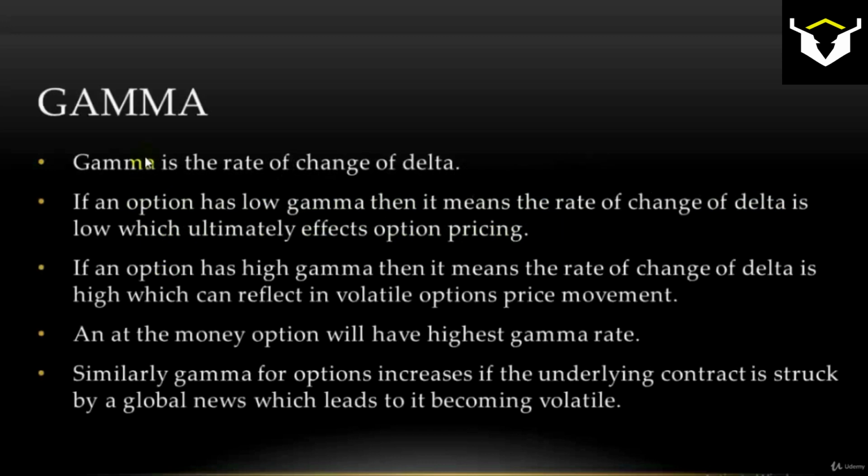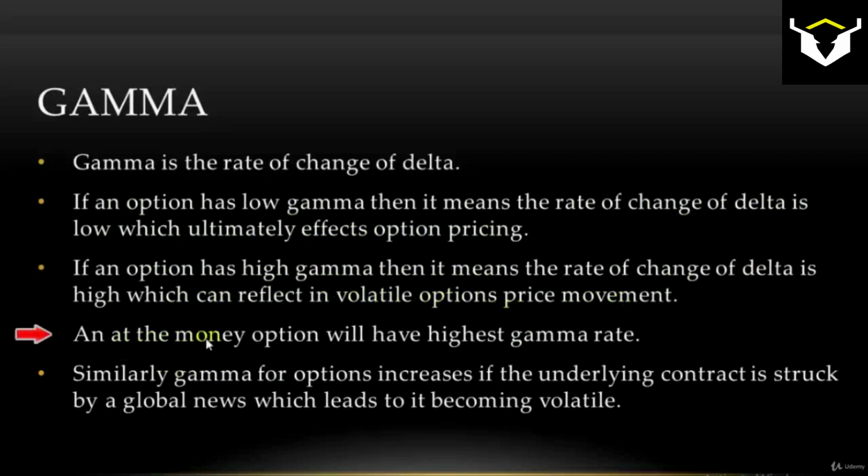Our next option Greek is gamma. Gamma is the rate of change of delta. If an option has low gamma, then it means the rate of change of delta is low, which ultimately affects options pricing. If an option has high gamma, then it means the rate of change of delta is high, which can reflect in volatile options price movement.